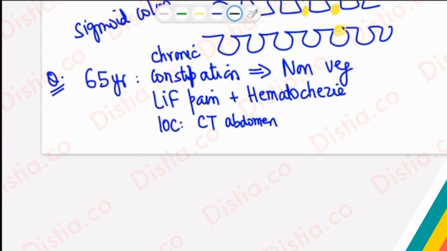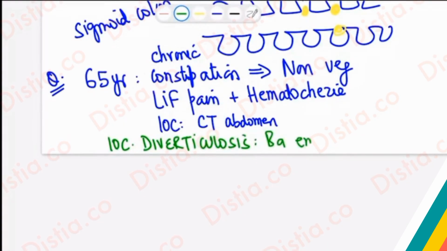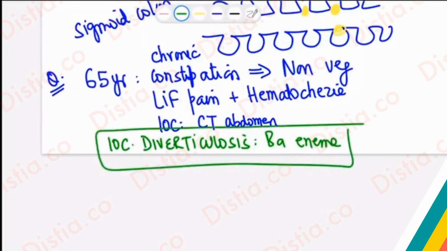Here I have seen a common mistake being done by a lot of guys. The common mistake done is they tend to answer barium enema. Now please remember the topic that we are studying at the moment is diverticulitis. That's the medical emergency. But diverticulosis per se is the one that is picked up with barium enema. So you need to get it in the right perspective.